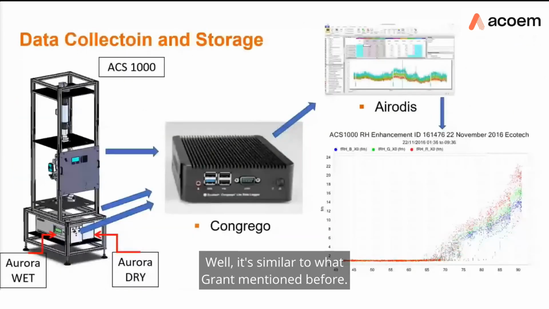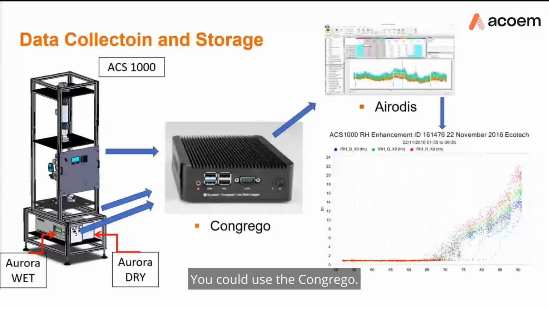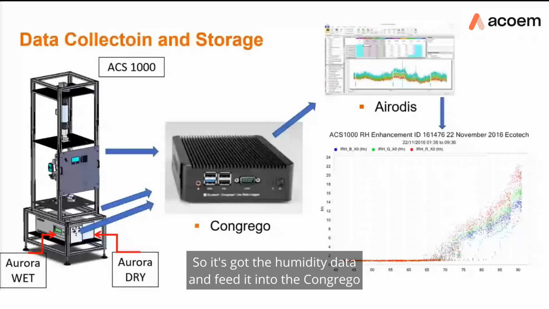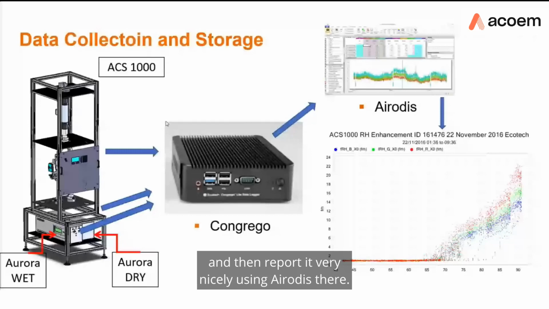Data collection, well, similar to what Grant mentioned before, you could use the Congrego. That's the best option, so you can collect data simultaneously from your 2 Auroras, your wet and dry, as well as your ACS, so it's got the humidity data, and feed it into the Congrego, and in real time you can calculate your scattering enhancement factors and then report it very nicely using Eridus there.